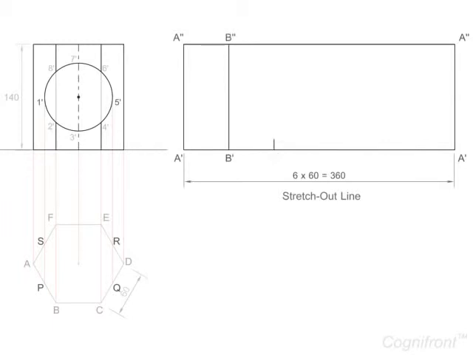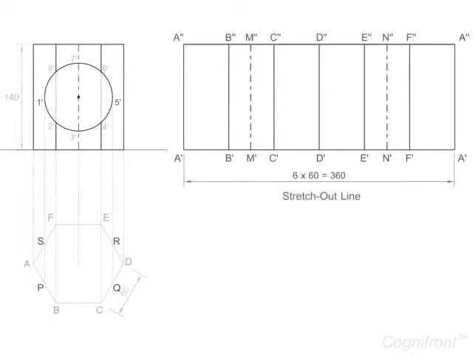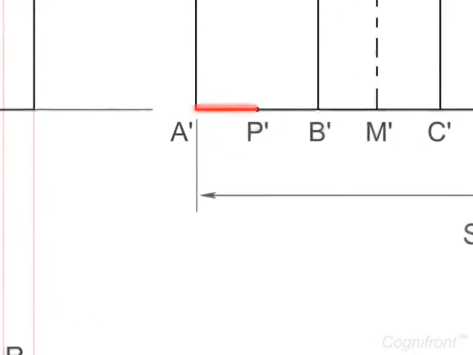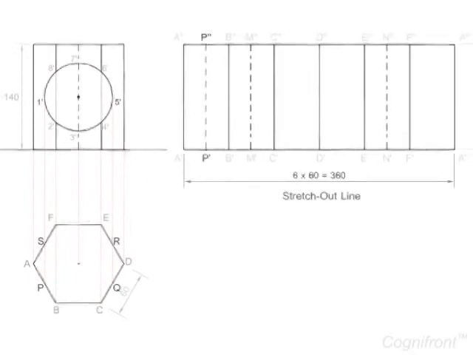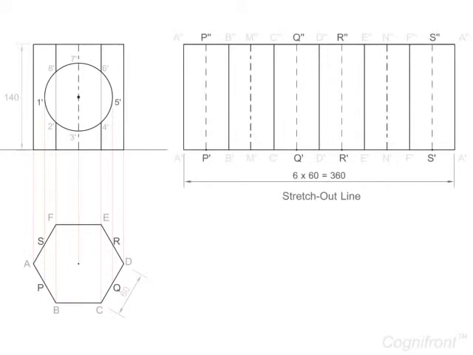Now divide the line A' into 6 equal parts. Then draw vertical lines from these parts to meet line A'. On line A', locate point P' such that A'P' equals AP. Similarly, locate points Q', R', S' and draw vertical lines from these points.